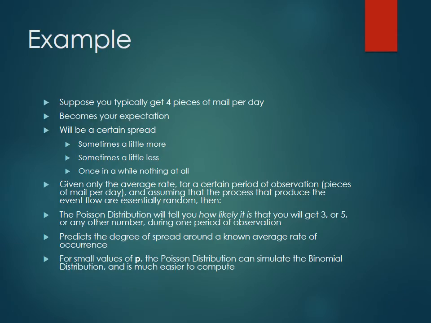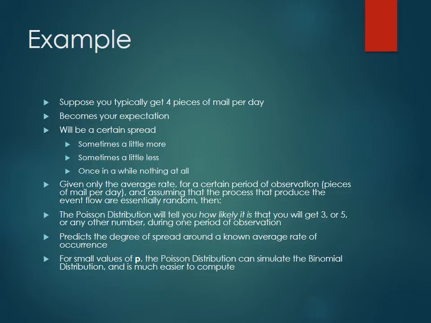A good example of this is if you were to receive mail. Say that typically on a given day you're going to receive 4 pieces of mail. And that becomes your expectation. You assume, yeah, on average I'm going to get about 4 pieces of mail a day. Certainly there's going to be a spread to that. Some days you're going to be getting a little more, sometimes a little less, sometimes you might not get any mail at all. But we're given only the average rate for a certain period of observation. So again, we'll be looking at pieces of mail per day. That's how we would do our measurements there.